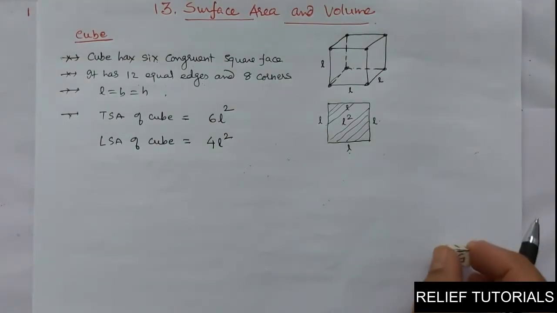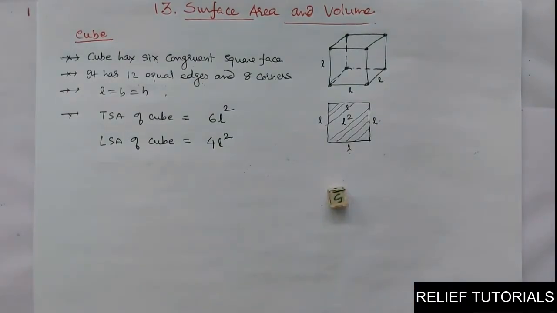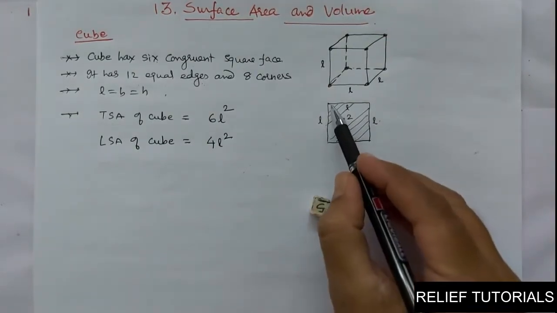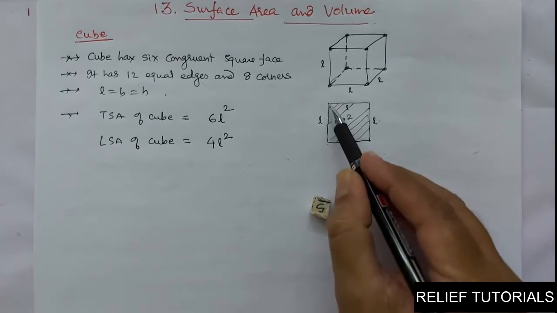Now volume of cube. So what will be the volume? Volume of any congruent solid. See, if you want to find volume, you take a room. See, this is a square room. You want to find the volume.